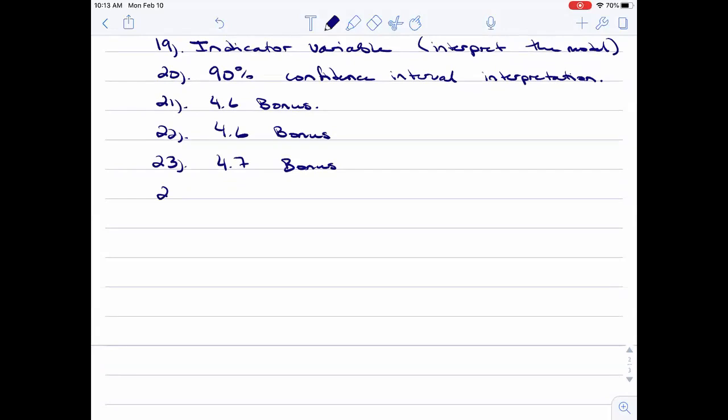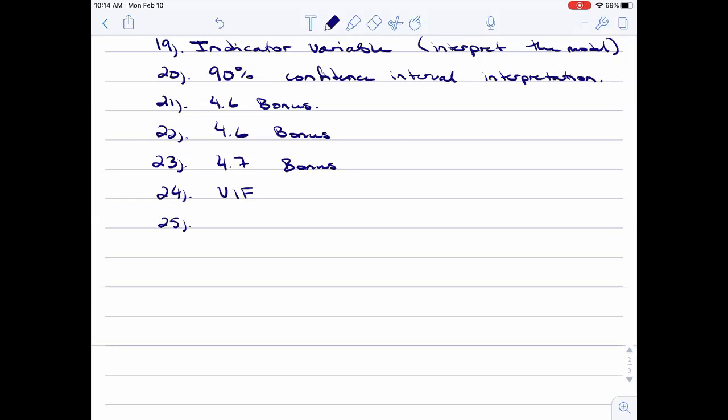I didn't count those bonus questions in the 24 questions. So there's 3 more after this. 24 is another question on the variance inflation factor, because we did talk quite a bit about those. And so again, it's just another approach, another type of problem. Very similar though.